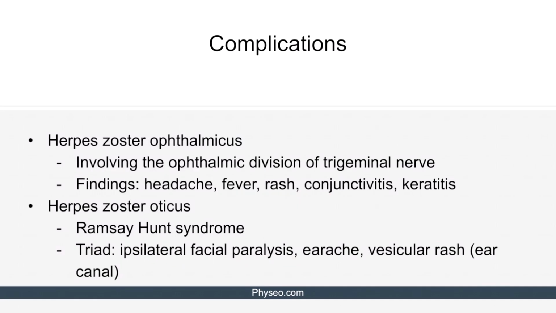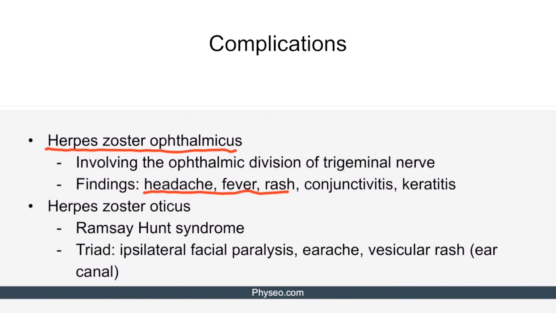The next complication we'll focus on is herpes zoster ophthalmicus. It is characterized by VZV reactivation involving the ophthalmic division of the trigeminal nerve. Recall that this branch of the trigeminal nerve innervates the skin and mucous membrane of the upper face and scalp, and patients may present with features of conjunctivitis and keratitis, such as redness, itching, pain, and watering or eye discharge.